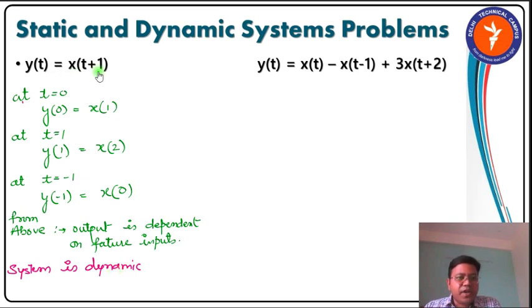What is the thing to be noted here? We have time shifting here. So whenever we come across time shifting in the input, and there is no time shifting in the output, then we will say the system is dynamic. Similarly, let us comment on this.